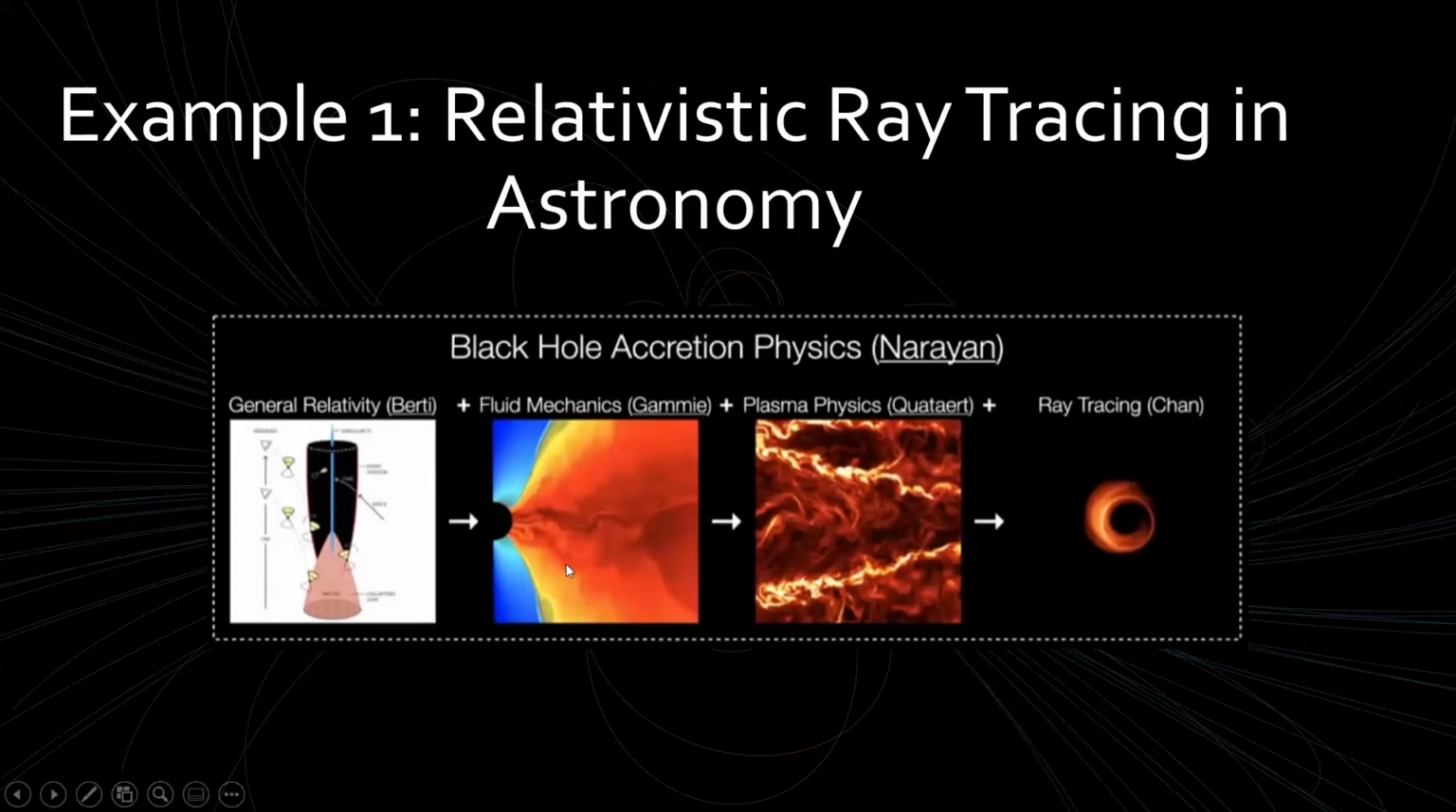Once you apply fluid mechanics to general relativity and have the fluid description of the plasma of the black hole, you can put this into plasma physics and thermodynamics, and this will tell us how the electrons would behave in the flow. Once all three of these are ready, we can apply ray tracing to turn that physics into an image, which is the black hole image.